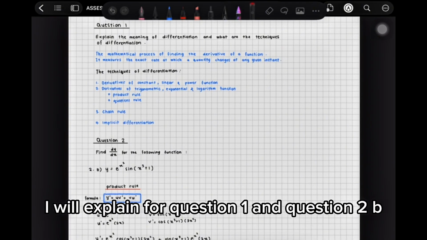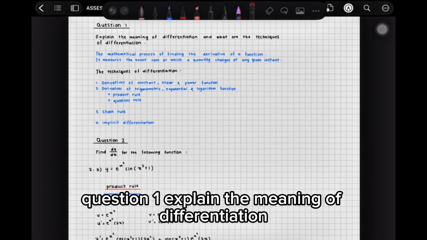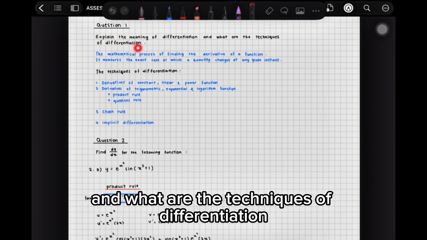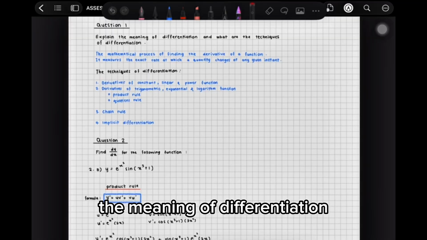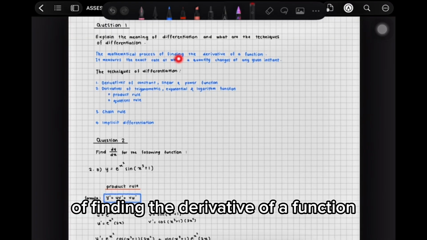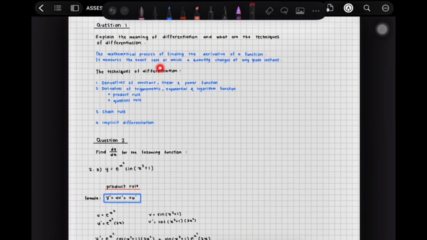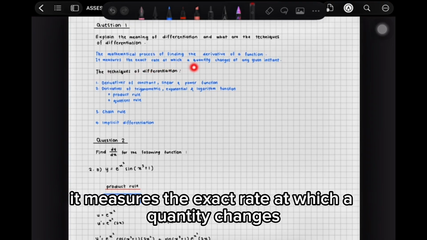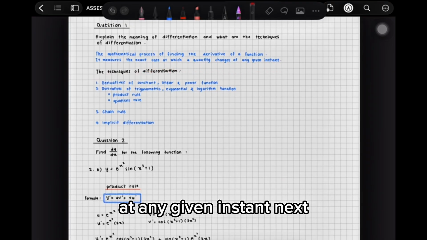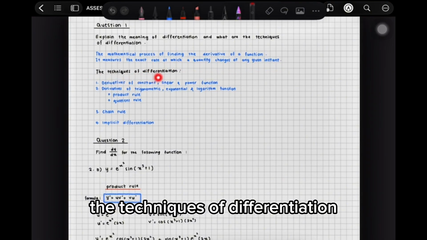I will explain for question 1 and question 2b. Question 1: Explain the meaning of differentiation and what are the techniques of differentiation. The meaning of differentiation is the mathematical process of finding the derivative of a function. It measures the exact rate at which a quantity changes at any given instant. Next, the techniques of differentiation.